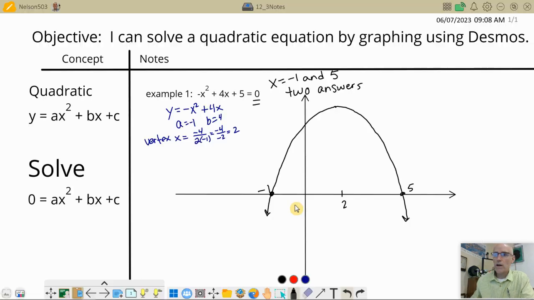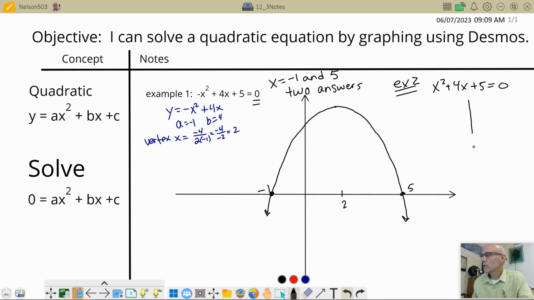Okay, so let's put that in our notes. Example 2 is going to be x squared... I don't like that either. I have that little dot over there. Give me a second here. Example 2 is x squared plus 4x plus 5 equals 0.